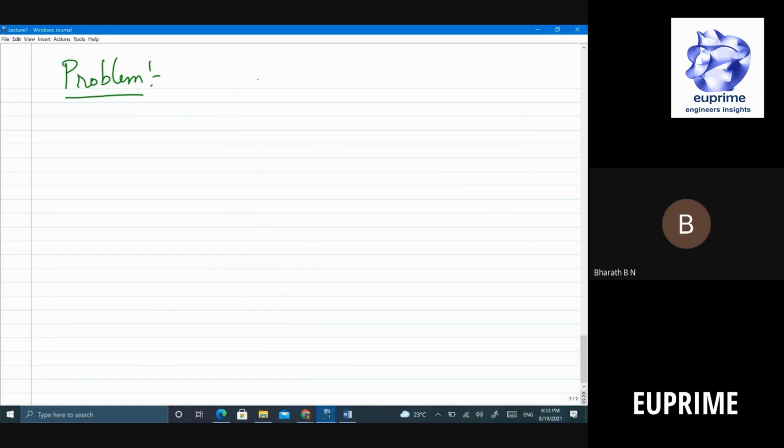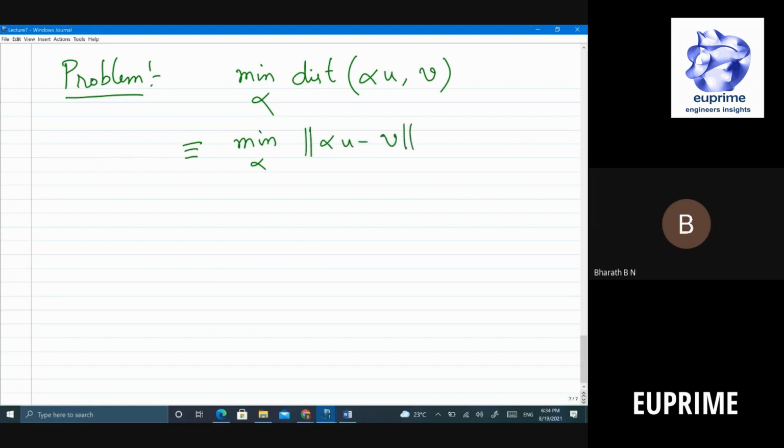So the distance between alpha u and v should be minimized, right? Of course, the only flexibility that I have is alpha, because u and v are given, right? So how do you find the distance between two vectors? Norm difference, right? So let me look at the norm difference, norm of alpha u minus v.